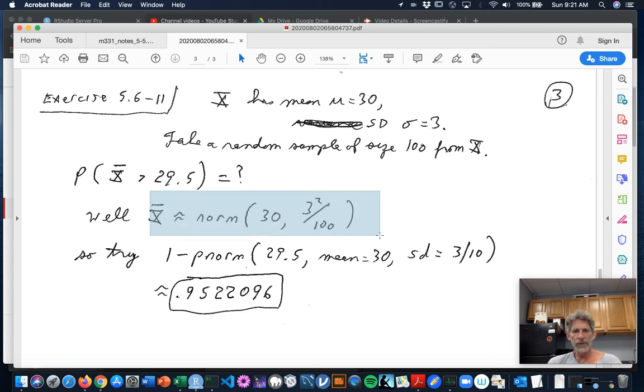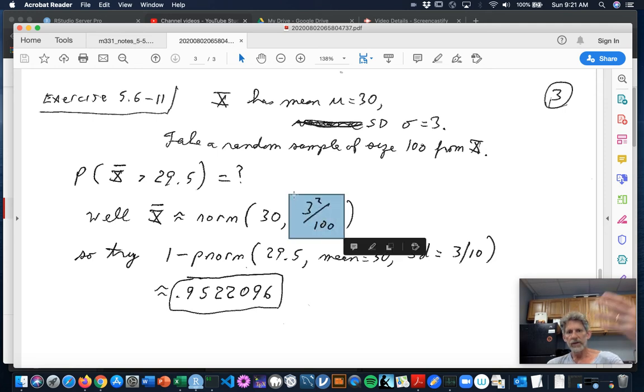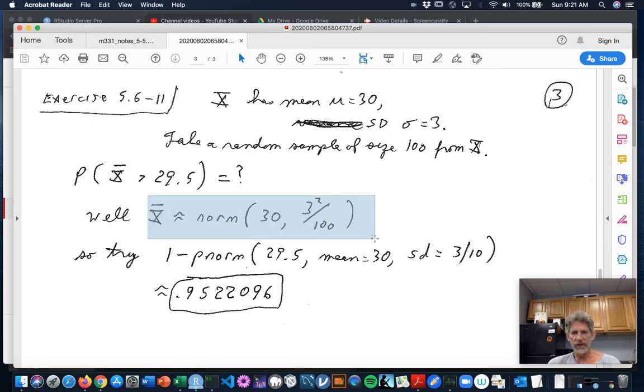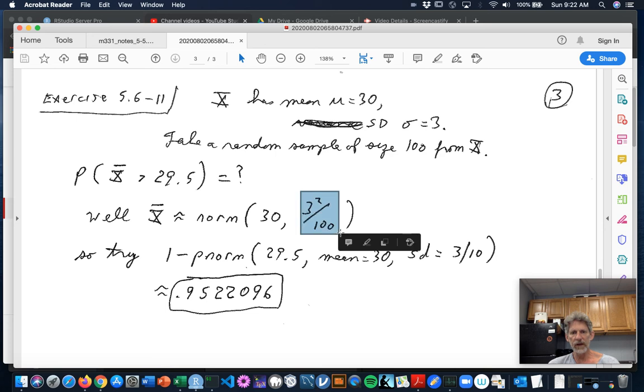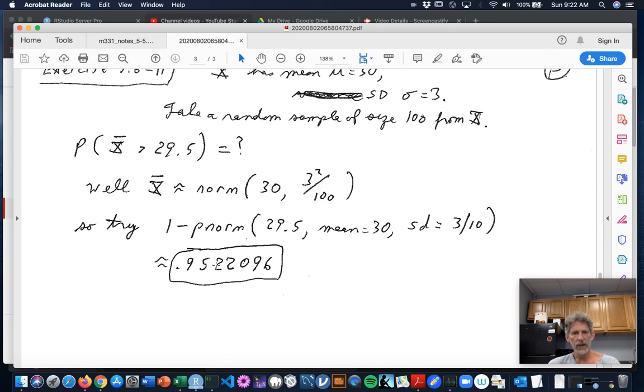Well, X bar is going to be about normal with a mean of 30 and a variance of 3 squared over the sample size. Okay. So the central limit theorem is suggesting that approximation. So let's give it a try. The chance of being bigger than 29.5 would be 1 minus pnorm of 29.5. Mean is 30. Standard deviation is the square root of that stuff, which is 3 over 10. And you get 95%. So another simple application of the central limit theorem.